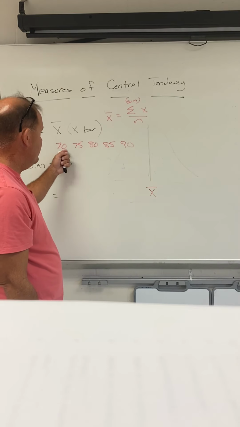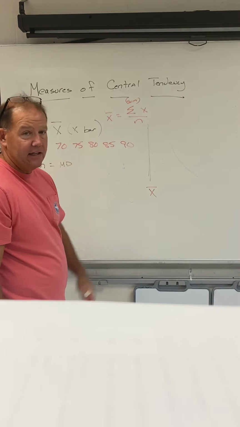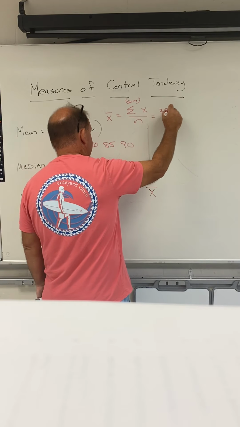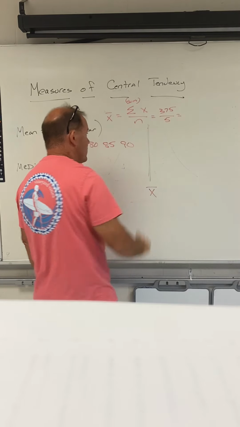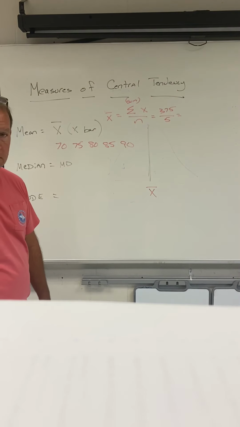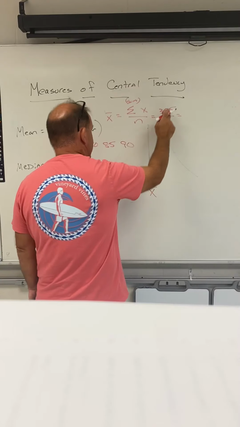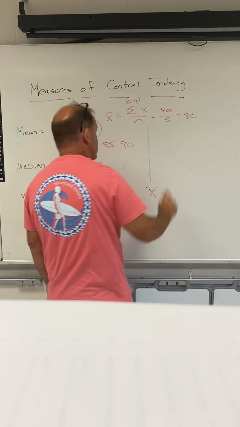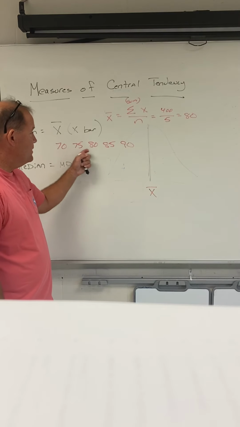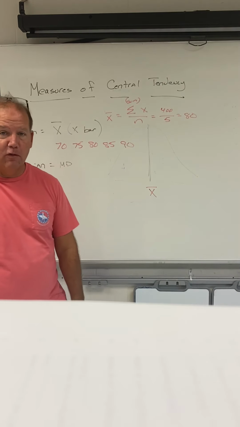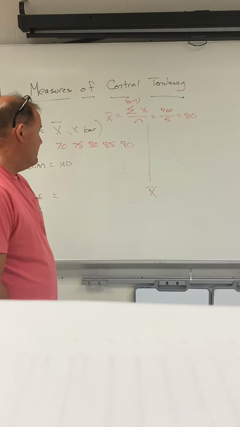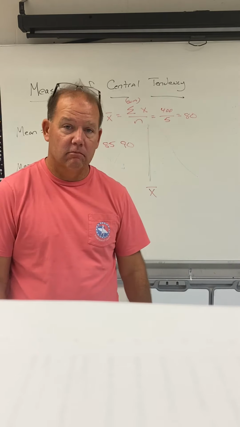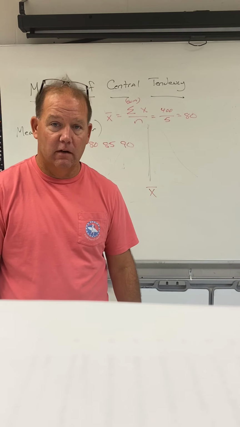So if I add up 70, 75, 80, 85, 90, and I divide that by my 5 values, I am going to come up with an average of 80. When I add up these 5 values, they add up to 400, and 400 divided by 5 would be a mean of 80. So that would be our average score.